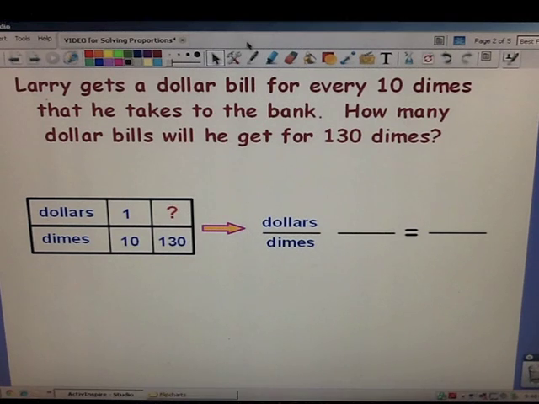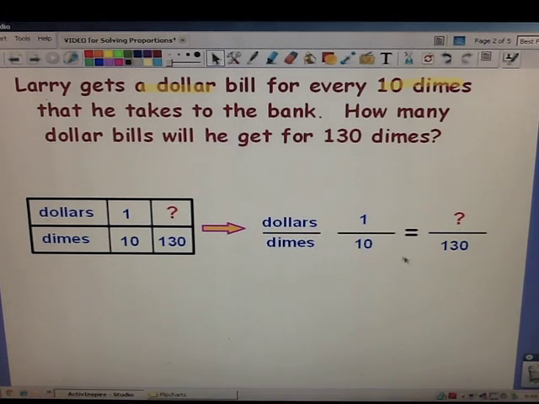Let's go ahead and look at what we're told. What is the first rate that we're given? We're given $1, which means 1, for every 10 dimes. So that's our first fraction, our first ratio, our first rate, 1 to 10. And then we're told that he has 130 dimes. We know the amount of the dimes goes on the bottom, and we're looking for the number of dollars. So this is our proportion: 1 to 10 is proportional to what number of dollars to the 130 dimes.